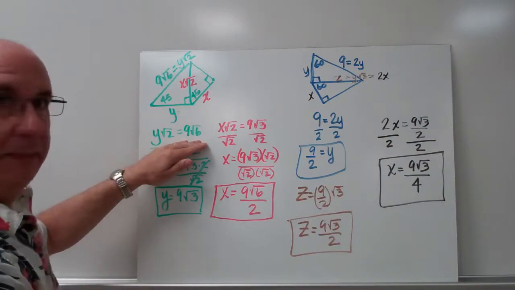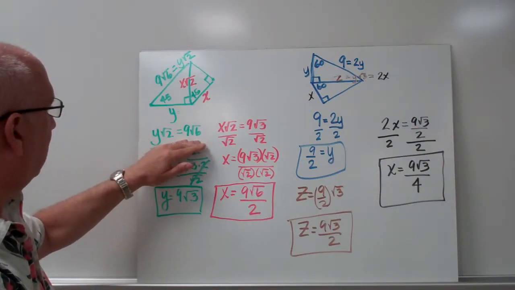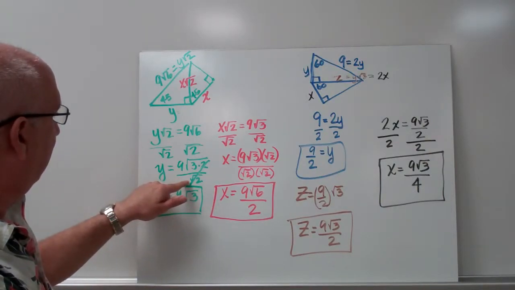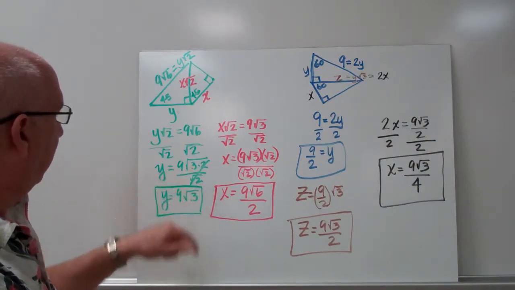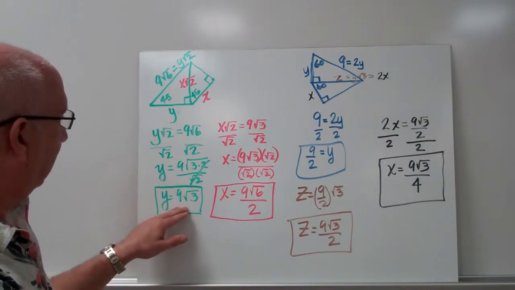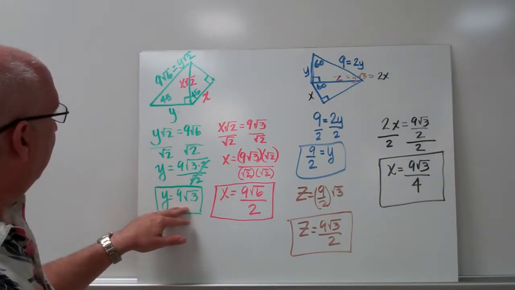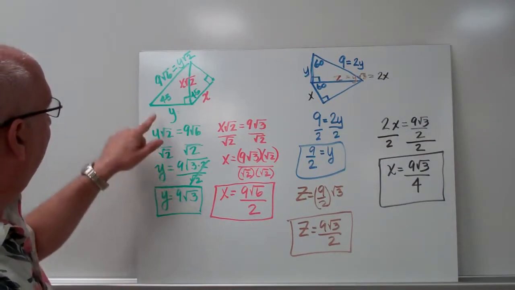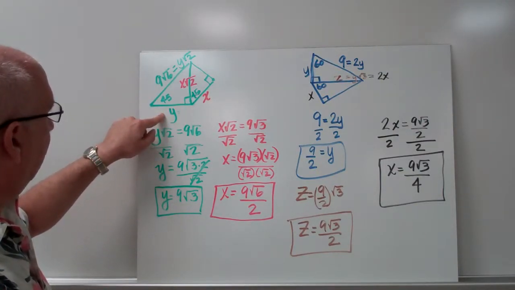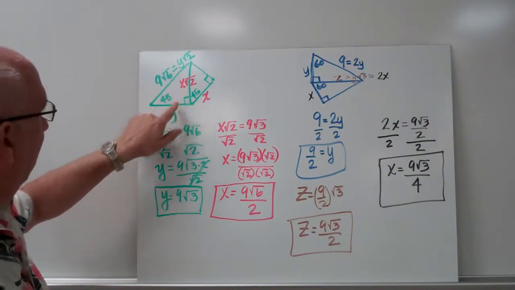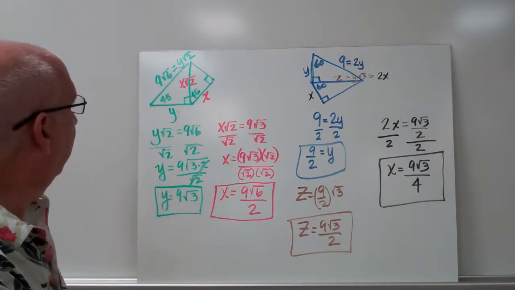I'm looking for y. That means I've got to divide by the square root of 2. When I do that, that gives me this. These square roots of 2 cancel, which simplifies to y is equal to 9 times the square root of 3. So this leg is 9 times the square root of 3, which is also this leg. So both legs are 9 times the square root of 3.